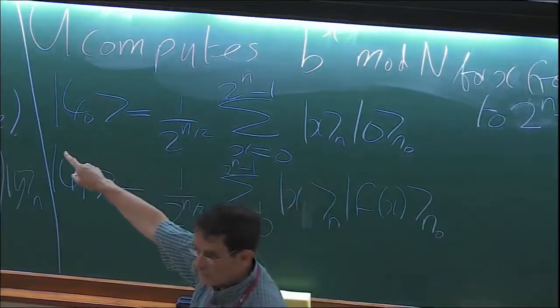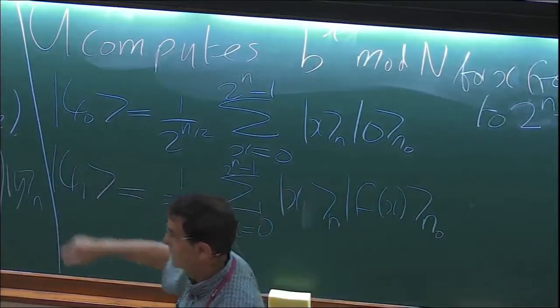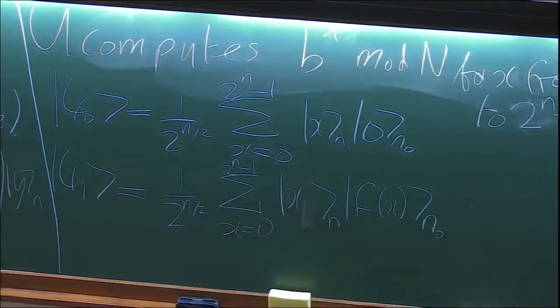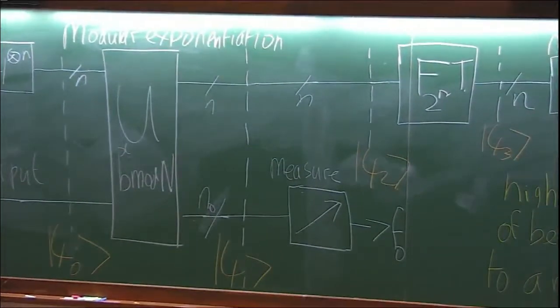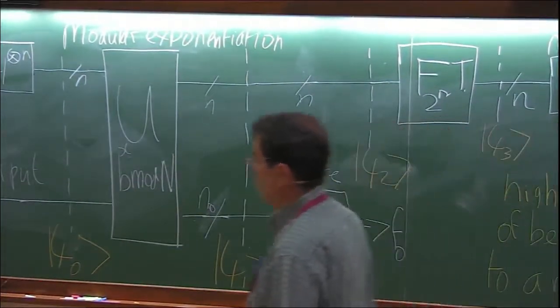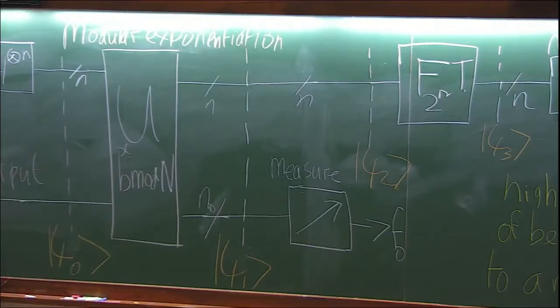Fourier transform this function. That's what we're going to describe next. That's what this box here is, the Fourier transform of 2 to the n variables. And one of the handouts, which you should have in front of you, talks about doing this quantum Fourier transform, which is extremely efficient.